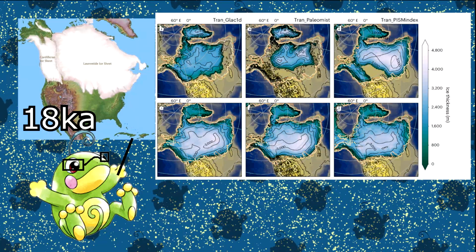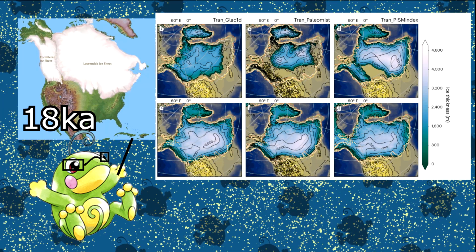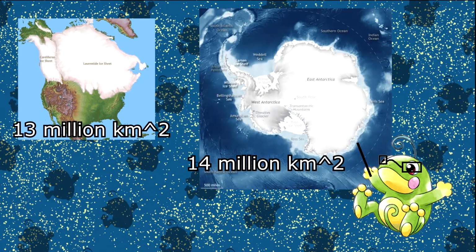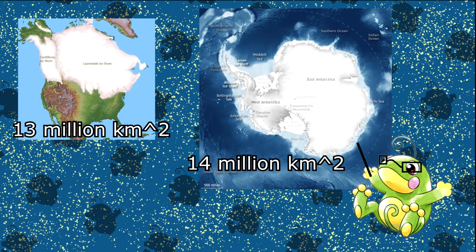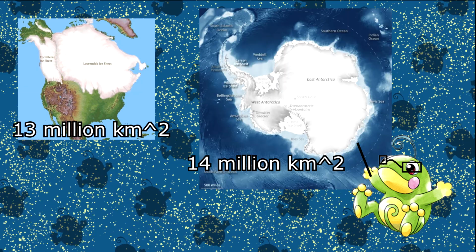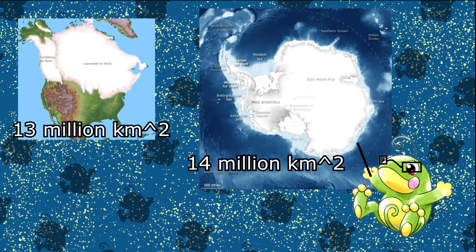Glacial growth continued until the Laurentide ice sheet reached its maximum, the largest size it would reach around 18,000 years ago. At its maximum, the Laurentide was roughly 13 million square kilometers, which is similar to the ice sheet of current-day Antarctica at 14 million square kilometers.